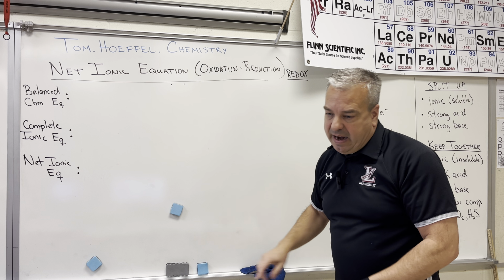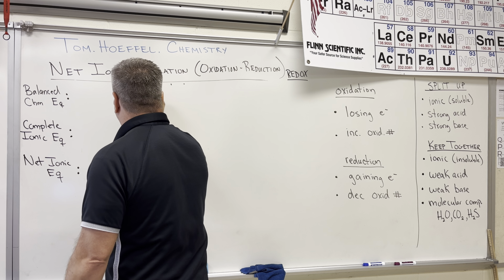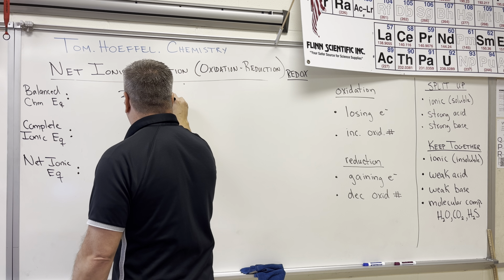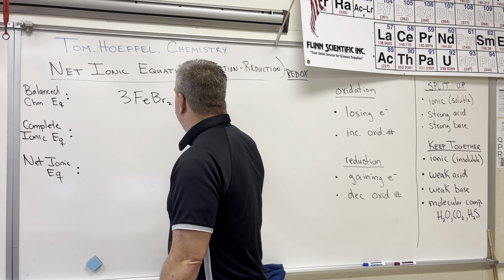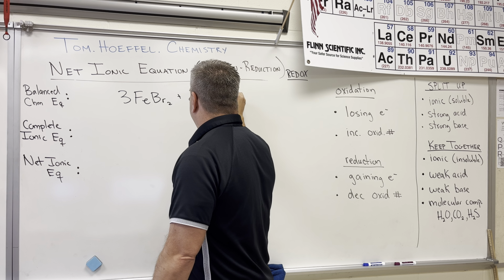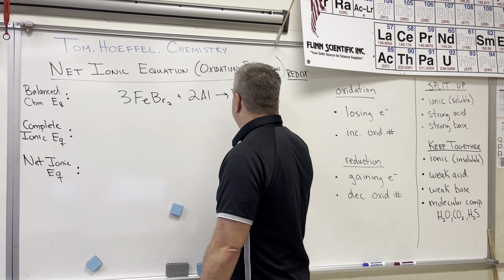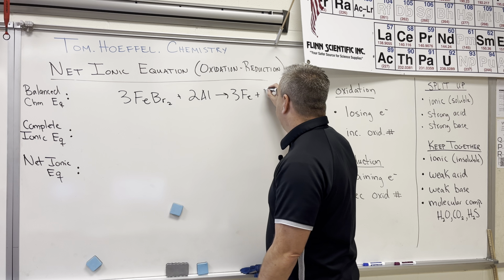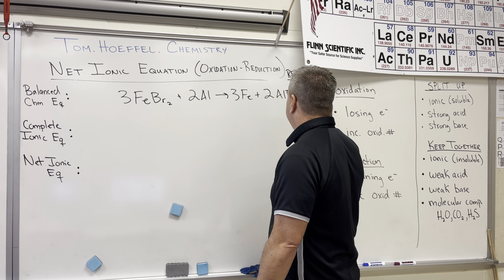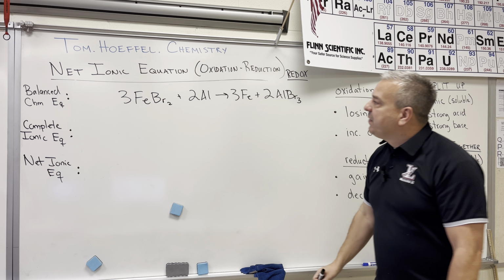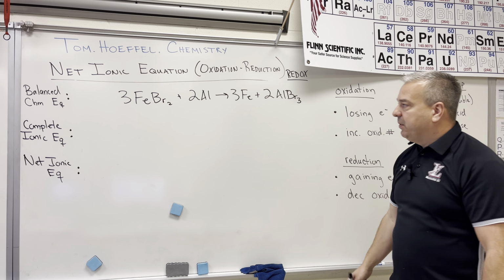Let's take a look at iron bromide. So I'm going to write this as a balanced chemical equation, so you don't have to practice that in this particular video. We're going to mix it with 2 aluminums, okay, and that's going to make 3 iron and 2 aluminum bromide. All right. So same thing as before. Let's go ahead and assign oxidation numbers first.